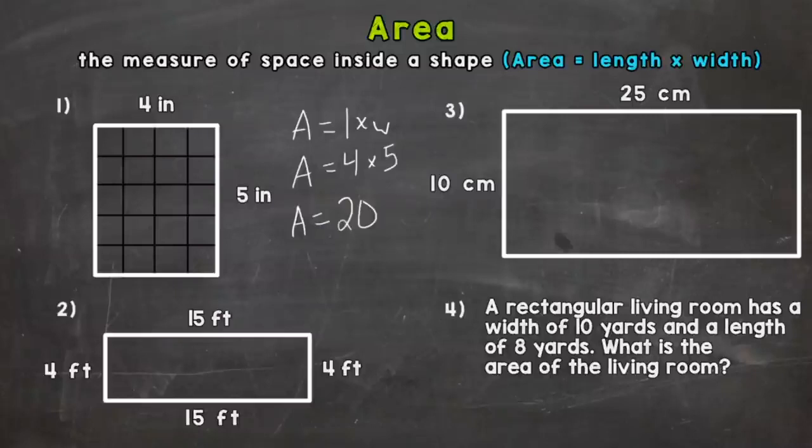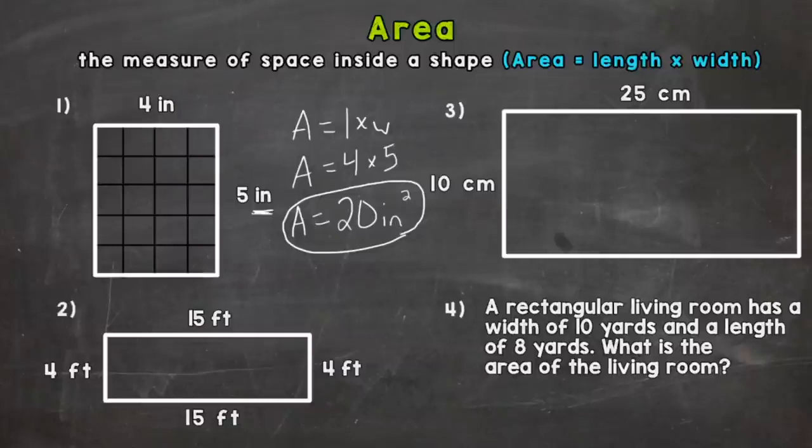Now look back at the original problem to see which unit of measure we used, and it was inches. So we have 20 inches, and we put a little 2 up here for area, and that tells us that the rectangle has an area of 20 square inches.